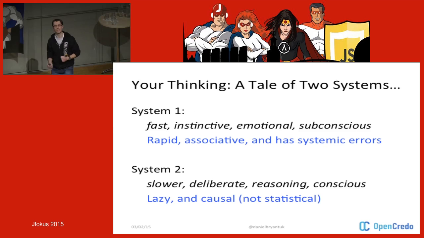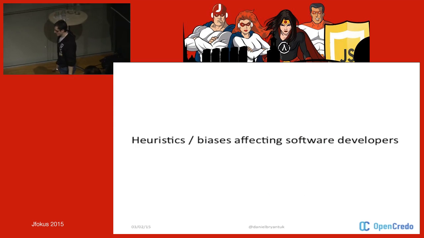So there's a number of biases the book talks about, a number of heuristics in the way that we think, and I'm going to talk through some of them that affect software developers and see what you think as we go along, okay?